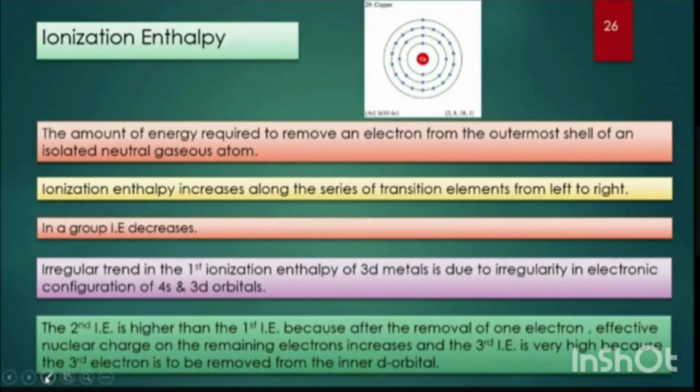So that is why third ionization enthalpy is always very high, because the third electron is to be removed from the inner d orbital. If you remember the general electronic configuration of d block elements, it is (n-1)d1 to 10 ns1 to 2. So after losing both the electrons present in the 4s orbital, the third electron has to be removed from the inner d orbital, which actually requires a lot of energy.